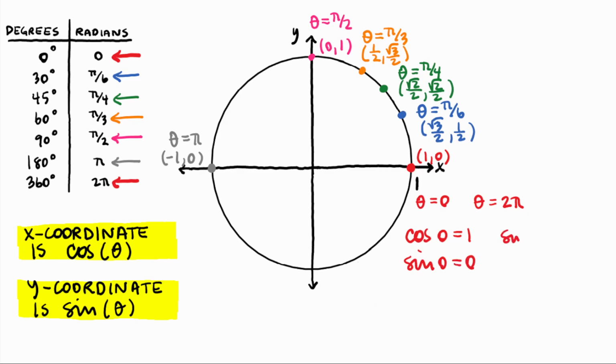But I can say the same thing about 2 pi. I started with cosine, so I should do that again. Cosine of 2 pi is the x-coordinate at that point, that's 1. And sine of 2 pi, that's the y-coordinate, that's 0.